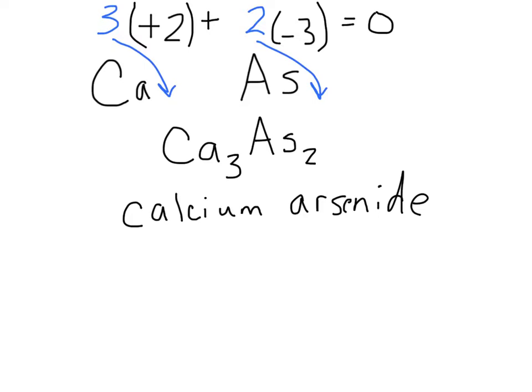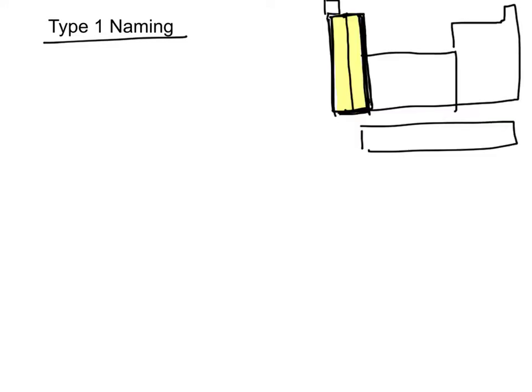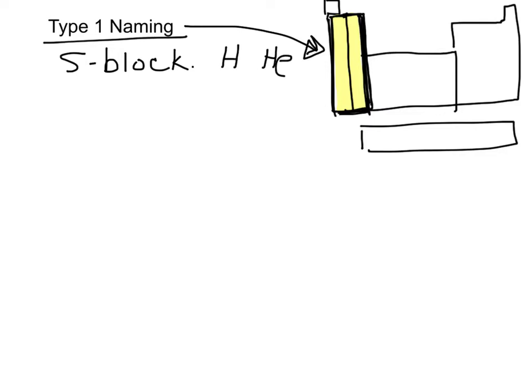So now let's go forward here. We're going to go into what I call type 1 naming. Type 1 naming has to do with anything that starts in the first 2 columns, not including hydrogen or helium. So what we would call the s block. So if anything starts in the s block, not hydrogen or helium, so we're not going to count those, okay? So those are not going to be part of this. We'll talk about hydrogen later, and helium's a noble gas and it doesn't like to make compounds.